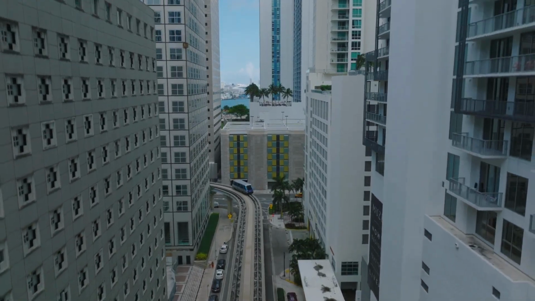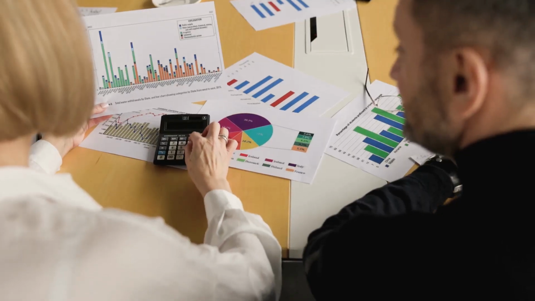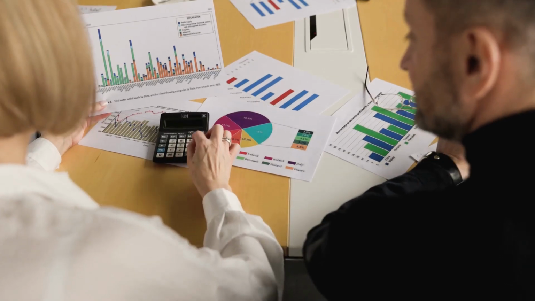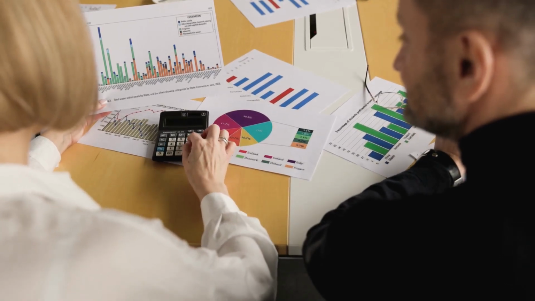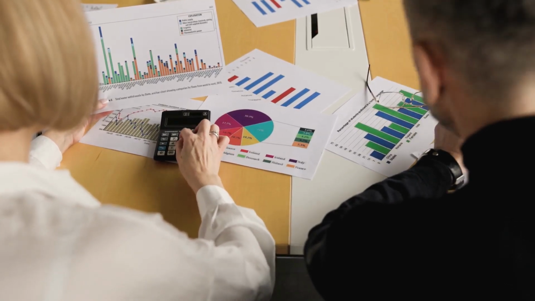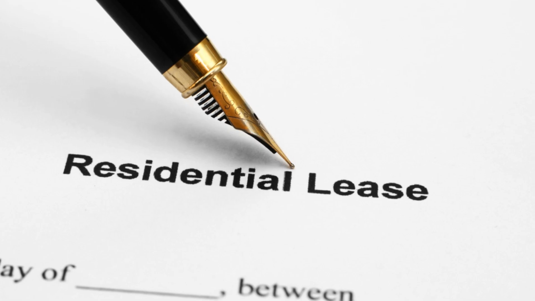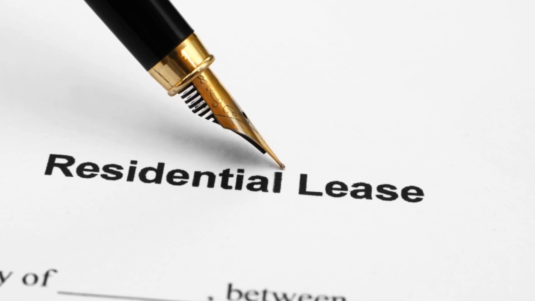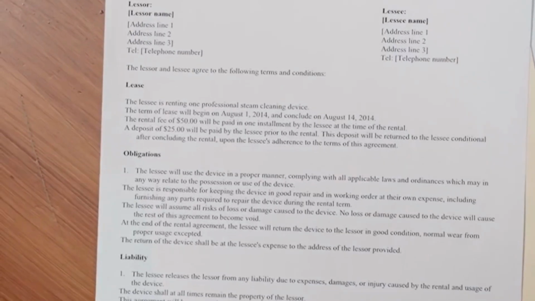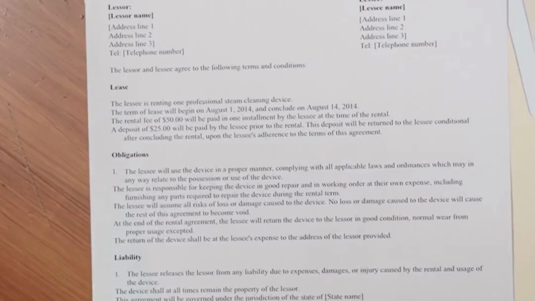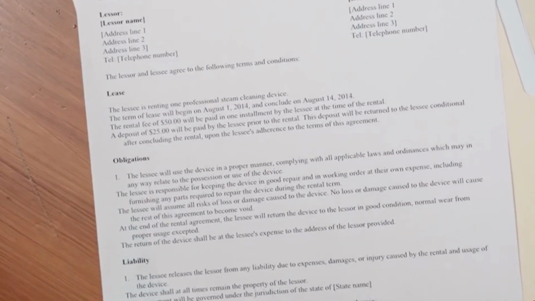But rent isn't a monolith. In institutional real estate, we distinguish between several types of rent, each with distinct implications for valuation and strategy. First, there's contract rent, the rent stated in the lease. It reflects the legal agreement between landlord and tenant and is often fixed or indexed.